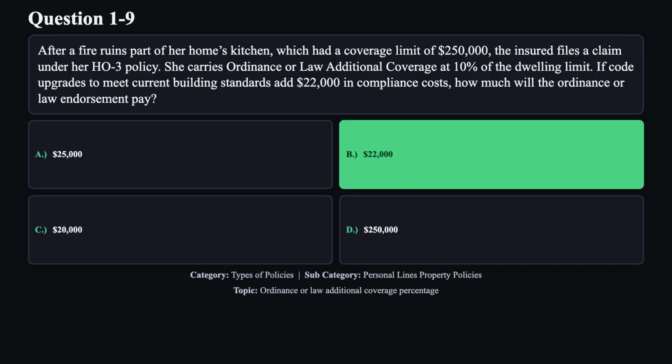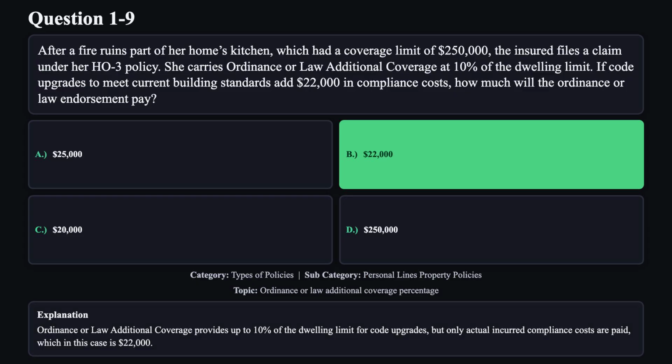The correct answer is B. Ordinance or law additional coverage provides up to 10% of the dwelling limit for code upgrades, but only actual incurred compliance costs are paid, which in this case is $22,000.